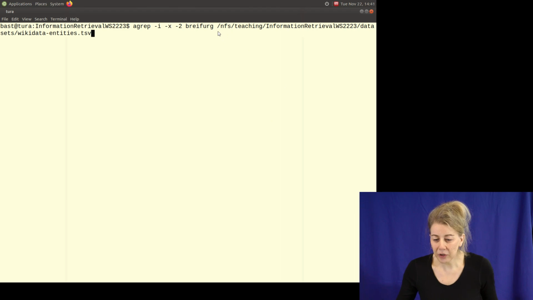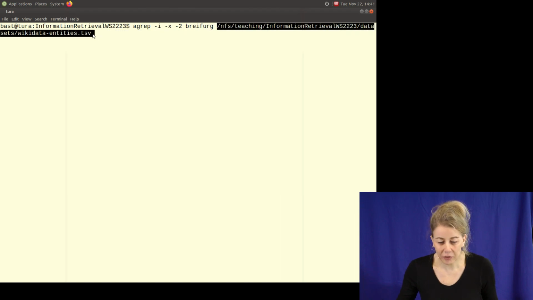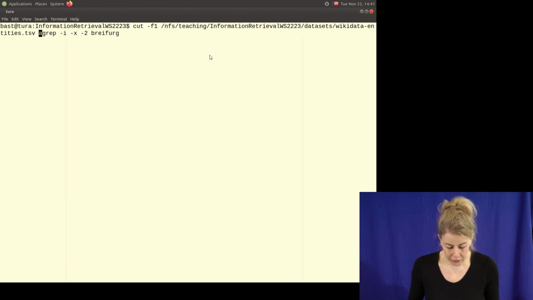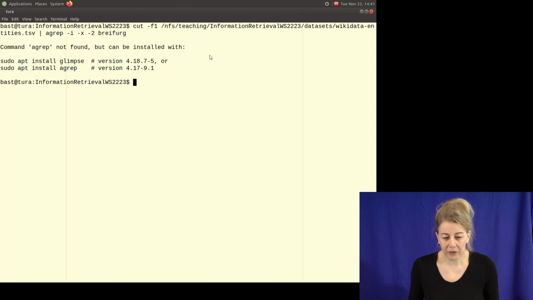Oh no, I think I should have, I just want the first column. There's more information in these files which you don't need for this exercise sheet. I will come back to that, so I really just want the first column. And also for this exercise sheet, you just want the first column. Let me just pipe this into agrep and see what I get. Okay, I have to install agrep.